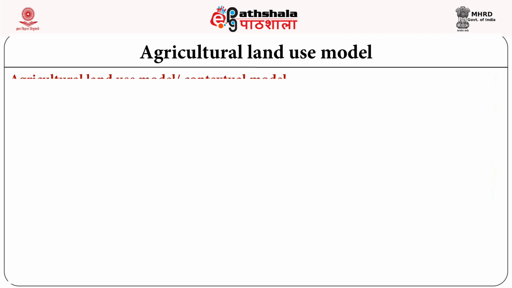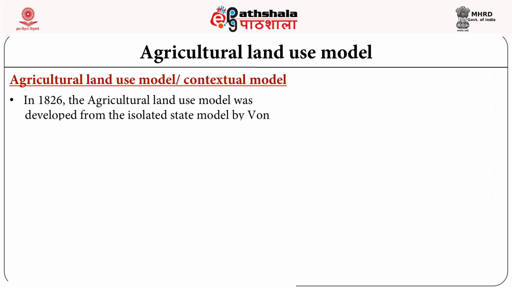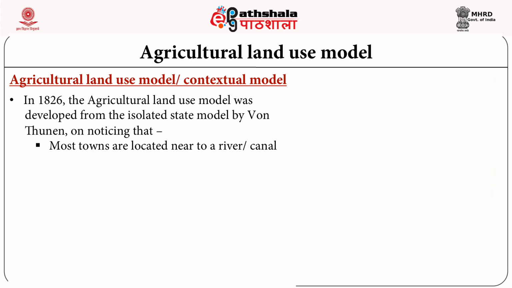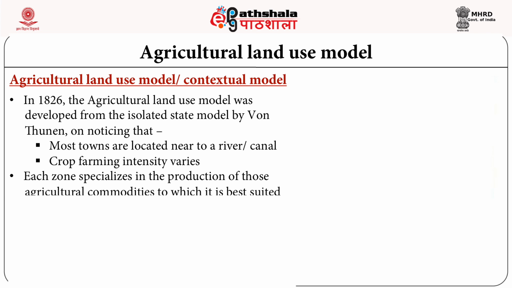Now, the next aspect which I wanted to explain is that in 1826, the agricultural land use model was developed from the isolated state model by von Thunen, where he contextualized it. The earlier slide spoke about how it developed as a conceptual model, but then it was contextualized. This figure shows that contextualization.